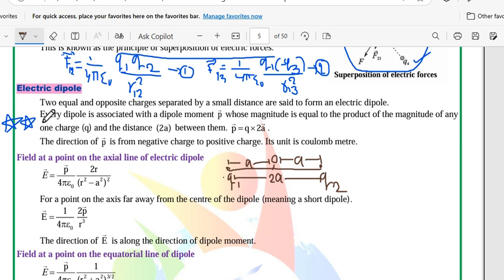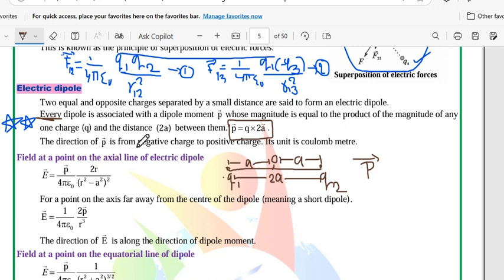And the next thing is, every dipole is associated with a dipole moment. The dipole moment is denoted by the letter P bar, whose magnitude is equal to the product of the magnitude of any one charge Q and the distance 2A between them. This is the expression for dipole moment.